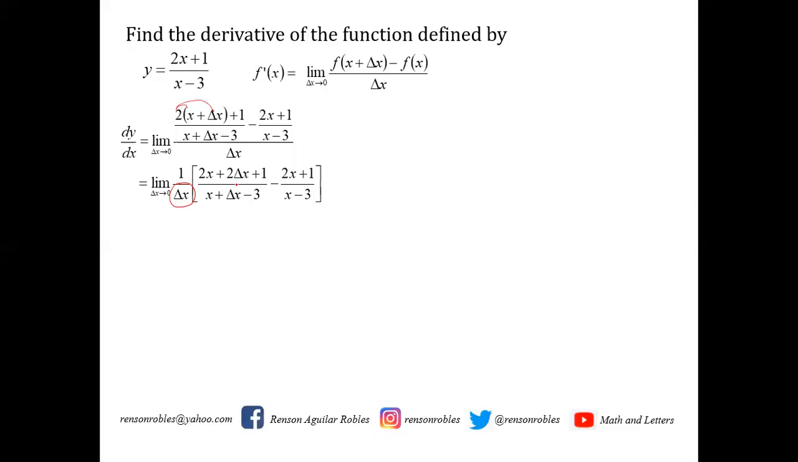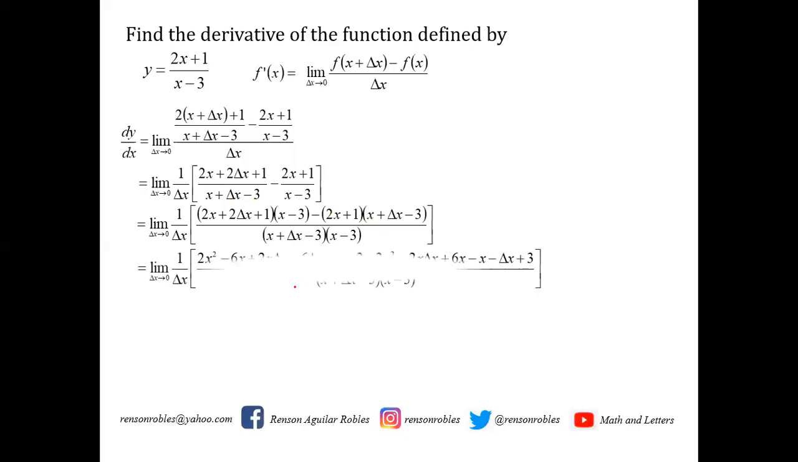To simplify, we shall combine these two fractions. Combining these two fractions, we shall get the LCD. That's x plus delta x minus 3 times x minus 3. Then the LCD divided by x plus delta x minus 3 will give you x minus 3, multiplied to 2x plus 2 delta x plus 1. Then minus 2x multiplied by x plus delta x minus 3.